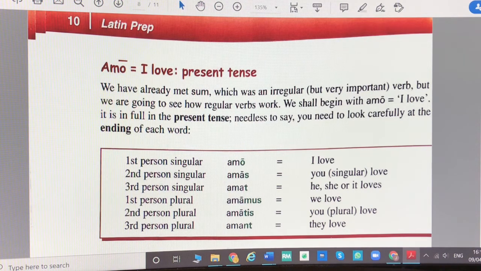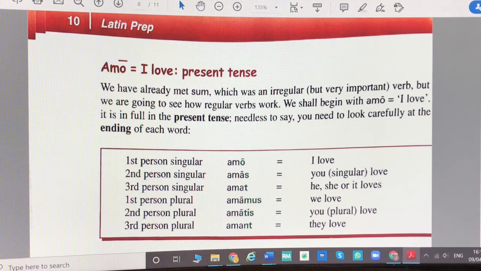The first three parts of the verb are all singular. There's only one I. You on your own, or he or she or it. The fourth, fifth and sixth endings are all plural. We, that's I and my friends, we. You and all of your friends, that's you plural. And he, she or it and all of them over there, that's they.